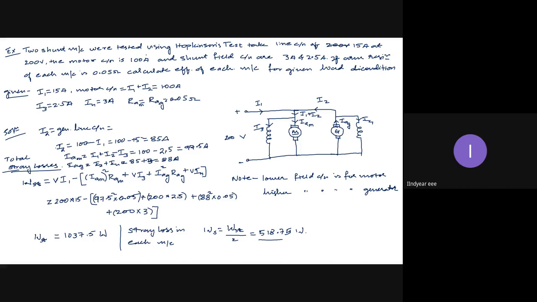Next is generator efficiency. So we have electrical output of generator. Generator output P out is equal to V into I2. So that is 200 into I2, the value of I2 is 85. It is 17,000 watts.